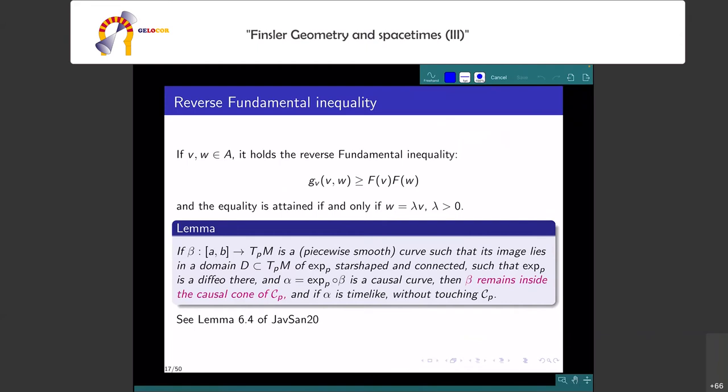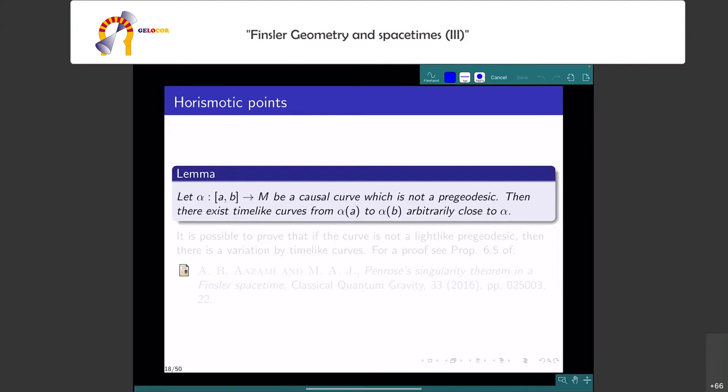if beta is a curve in the tangent space which is inside the cone of this tangent space, then the image is also in the causal cone. And the opposite: if the image by the exponential of beta is a causal curve, then beta remains in the causal cone of the tangent space. So this is a generalization of the classical case. In that sense, it's not so interesting. And then all the proof can be done in a similar way to the classical case.